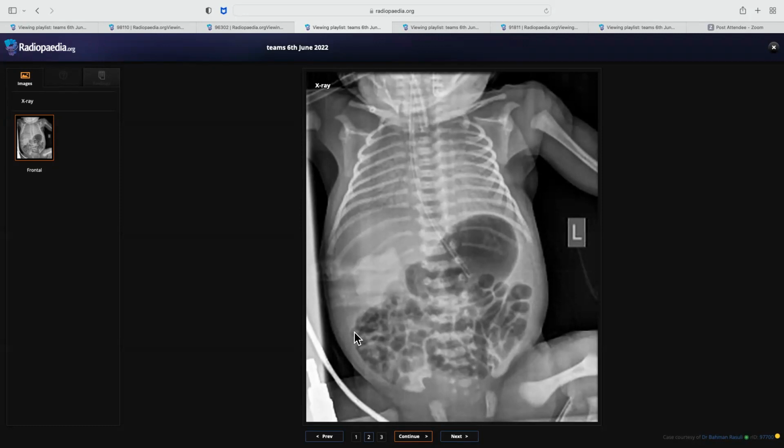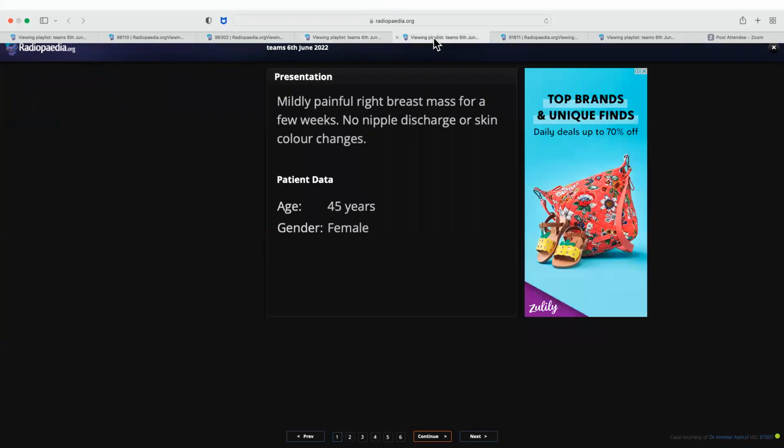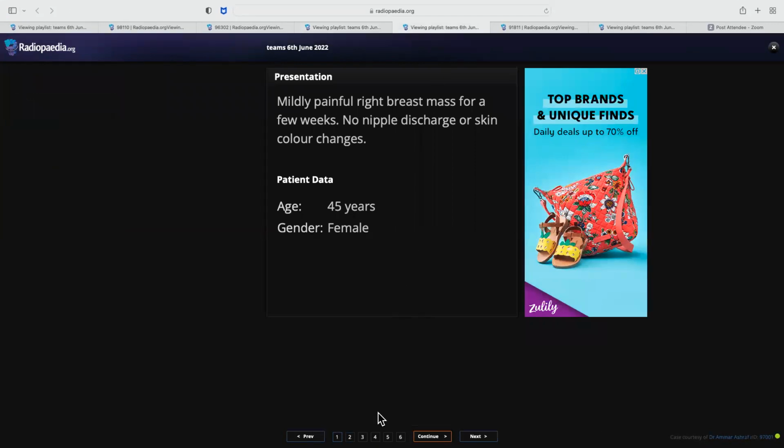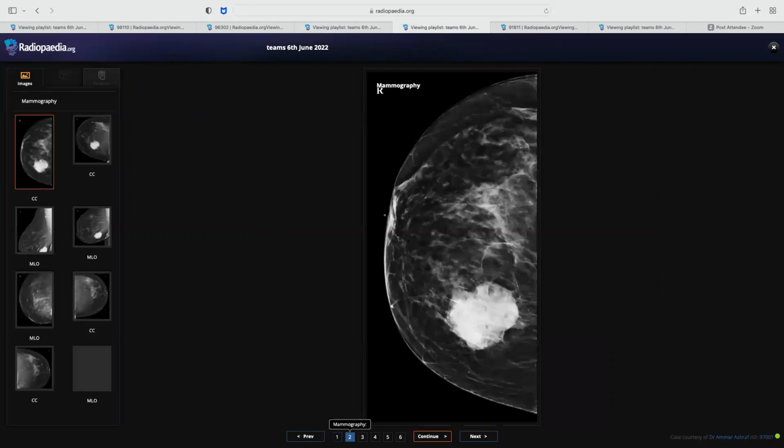Any differential for RDS? Yeah, we can keep neonatal pneumonia, but since there is lack of any pleural effusion, we can't keep that. Some pulmonary interstitial emphysema, but there's no ropey kind of appearance. Fine.